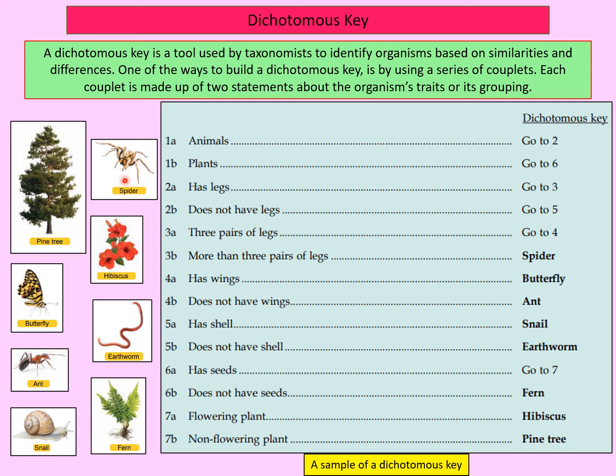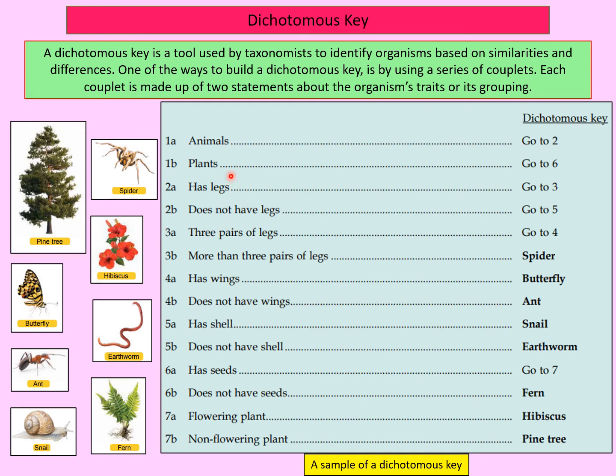Okay, we look at another one. Spider. Spider is an animal, so go to 2. This is 2, 2A or 2B: has legs, does not have legs. Spider has legs, so go to 3. There are 3A and 3B: 3 pairs of legs, more than 3 pairs of legs. Spider has more than 3, so it stops here. The dichotomous key for spider stops at 3B only.